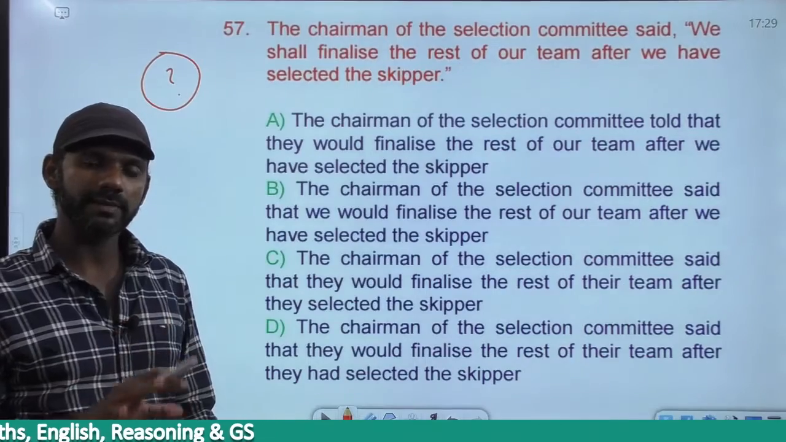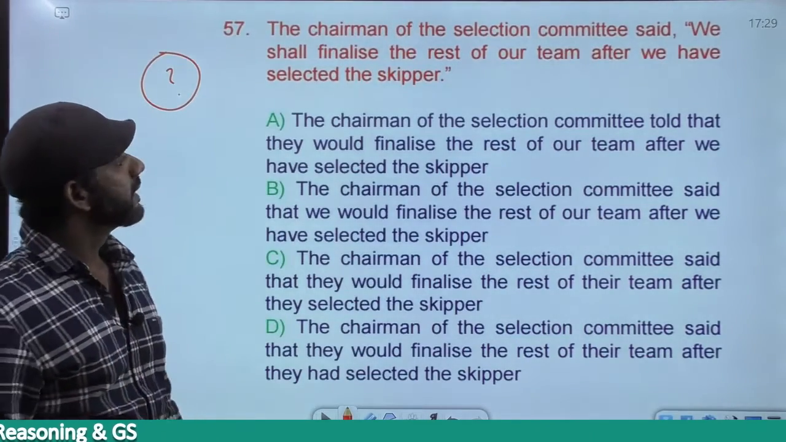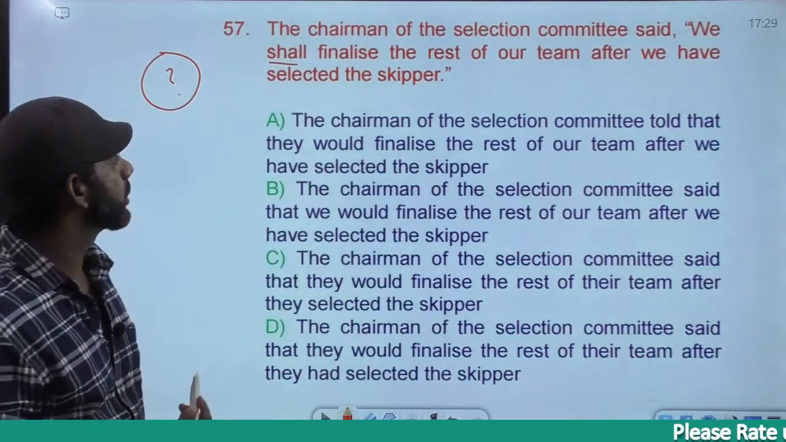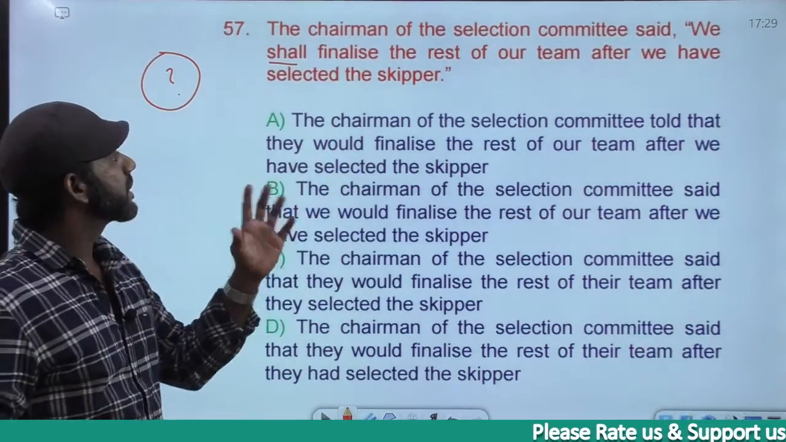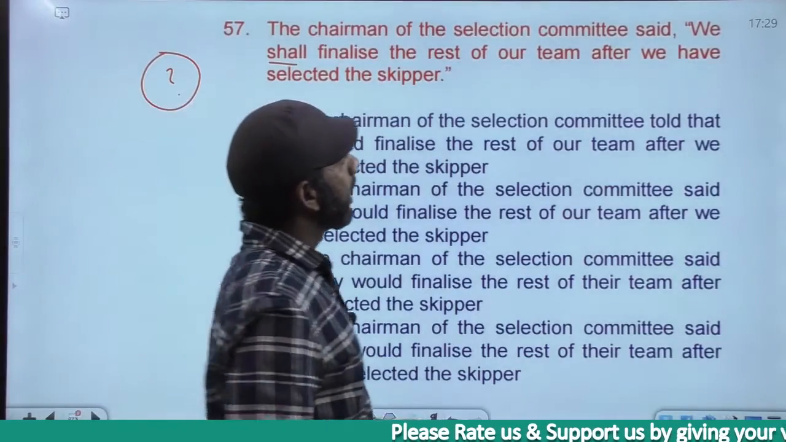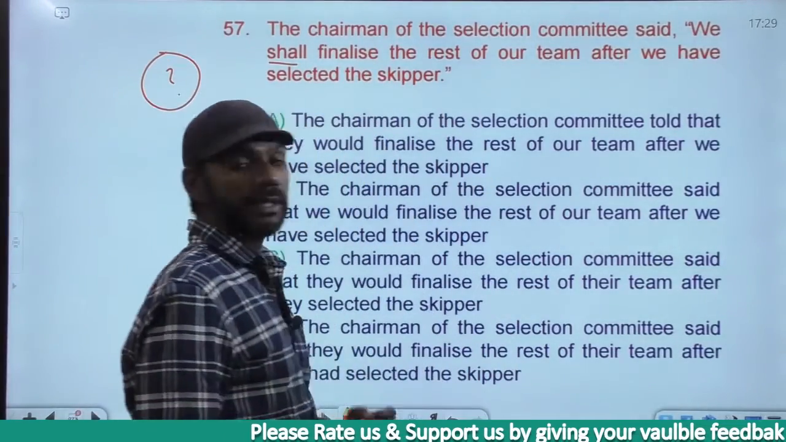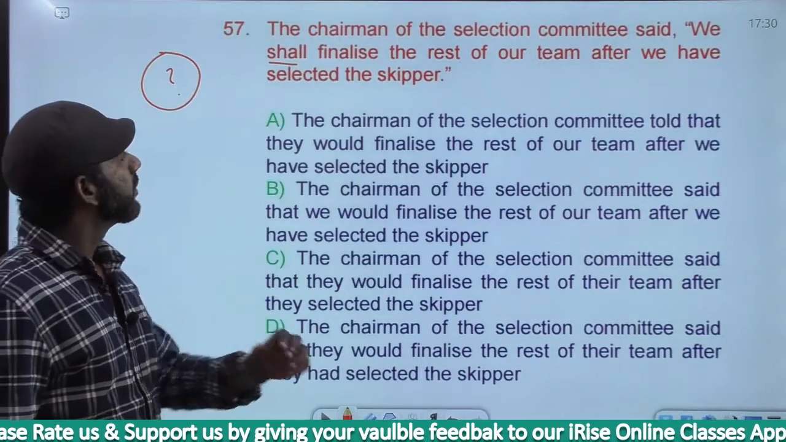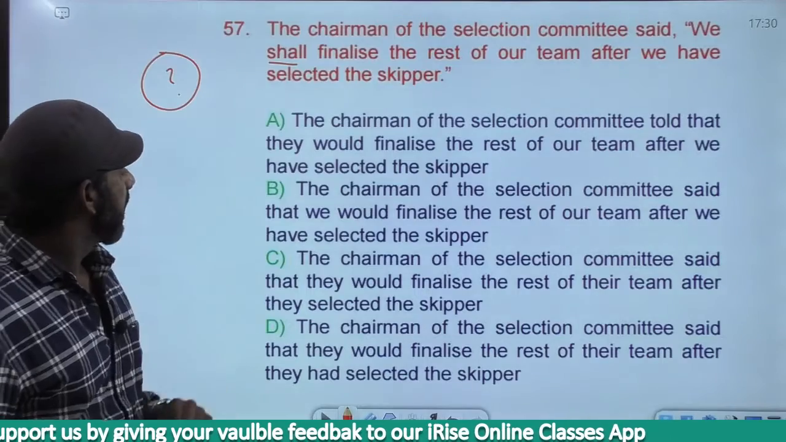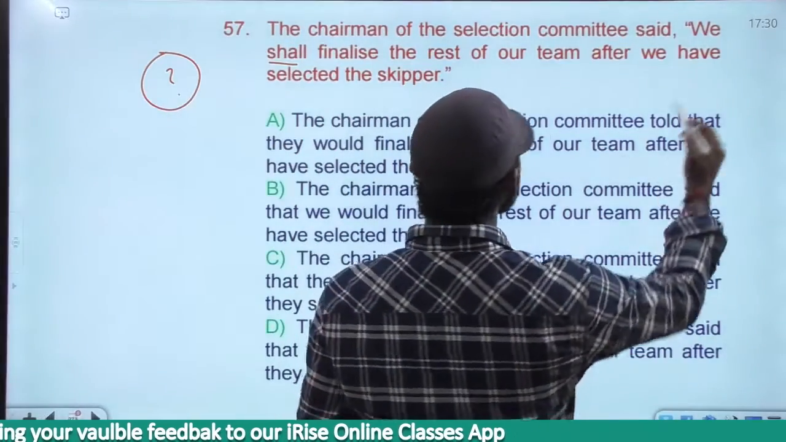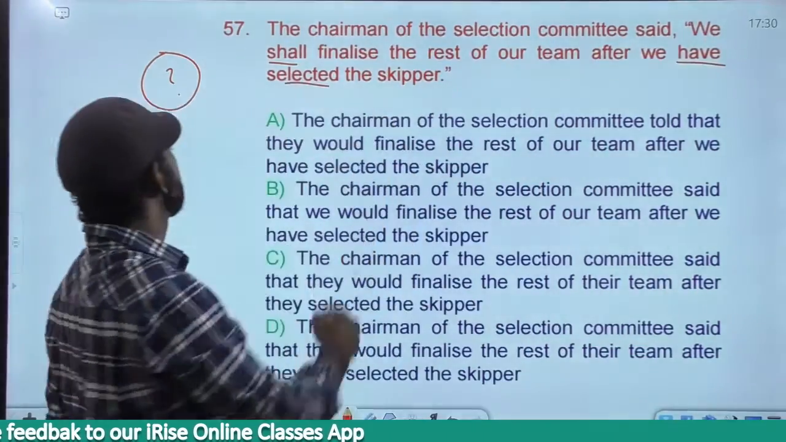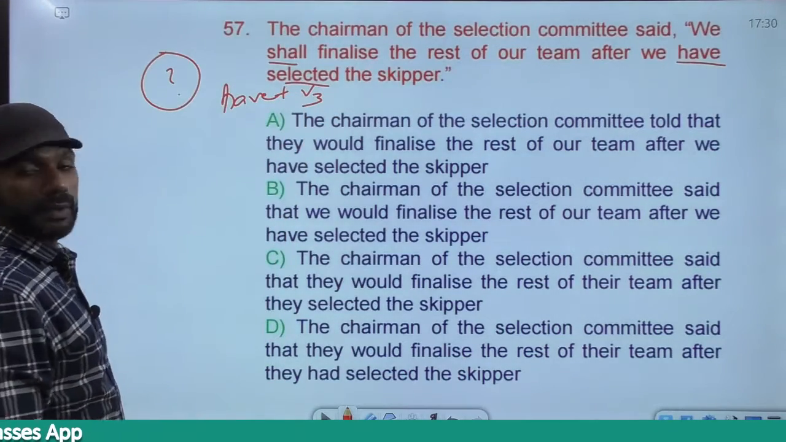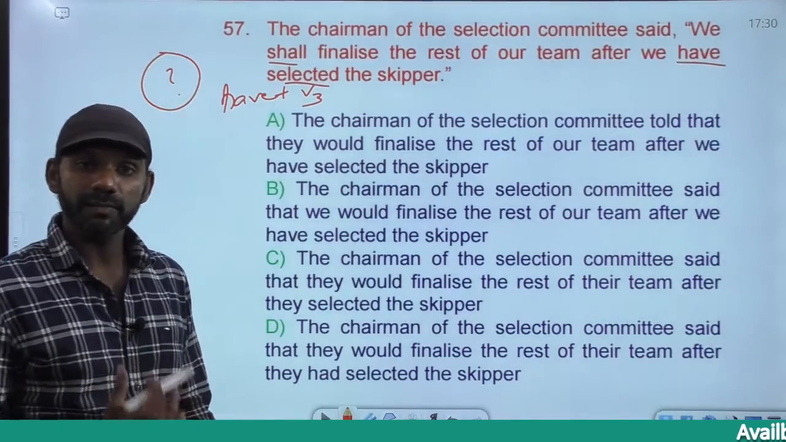Or else, in any statement, shall becomes would. So in "we shall finalize," shall changes to would, not should, because it's not interrogative. "We shall finalize the rest of our team after we have selected the skipper." Have selected is have plus V3, present perfect. And as you know, present perfect must become past perfect.